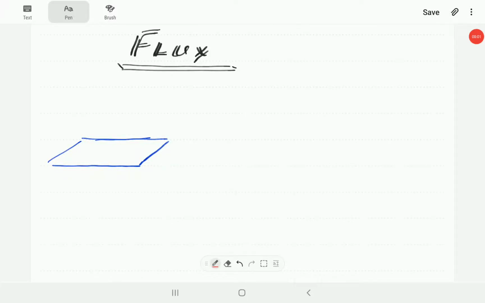Okay, in this video, we're going to introduce the idea of flux. We're going to use the practical situation of water harvesting to demonstrate and describe what flux is. So suppose we have a roof surface like this one, suppose we have got some rain water.